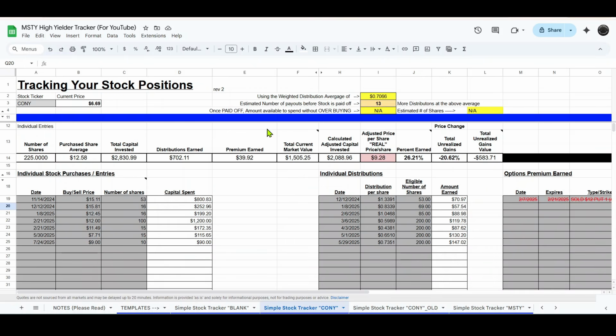If you did purchase the Rev 1, you could always go in and grab Rev 2 from that same link that you received previously.